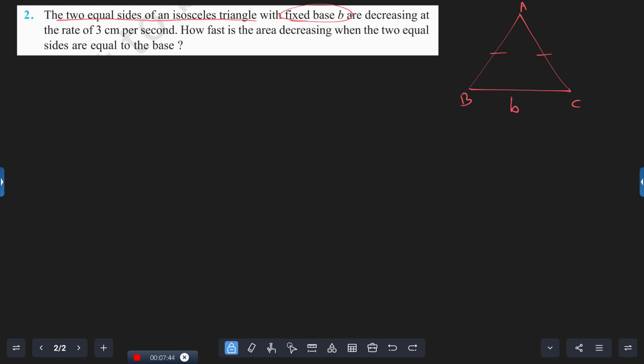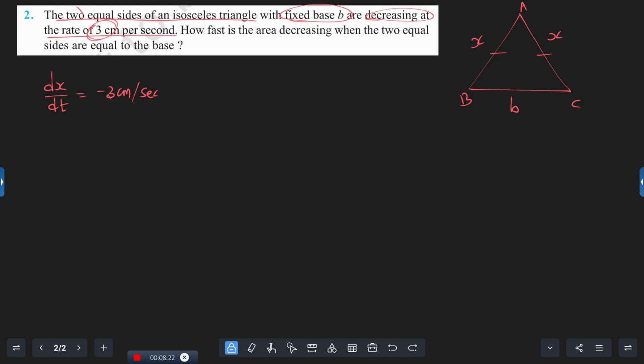Listen carefully. The two equal sides of the isosceles triangle are decreasing at the rate of 3 centimeter per second. Means the two equal sides you take as x. The two equal sides are decreasing with the fixed base. So dx divided by dt is equal to minus 3 centimeter per second, since it is decreasing. Okay, that is given.